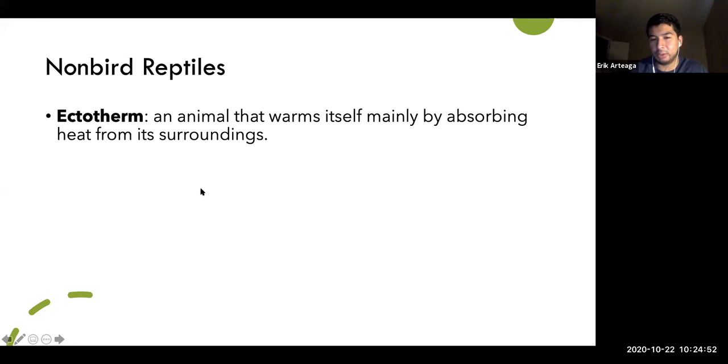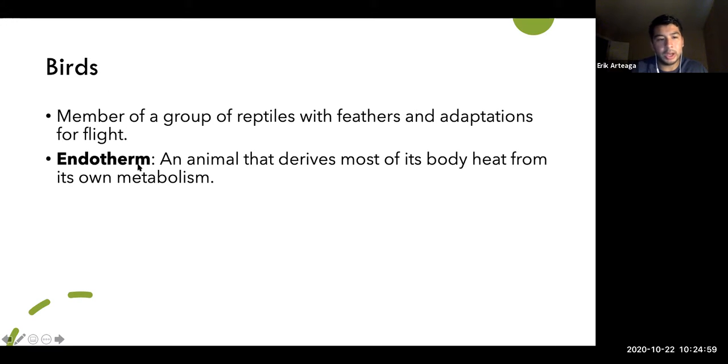But this is the same with large reptiles as well, including alligators or crocodiles. If it's cold, they don't move. Okay, it's hard for them. Birds, some members of a group of reptiles with feathers and adaptations for flight.